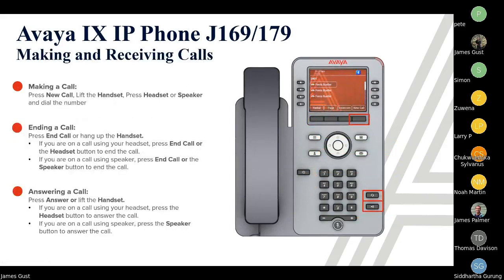To make a call from your Avaya desk phone, you can start by either pressing New Call, you can lift the handset, or you can get a dial tone by pressing the headset or the speaker buttons. Then you can dial the number. To end the call, you can press End Call, you can hang up the handset, or you can press the speaker or headset key if you took the call that way. To answer a call, it's just about the same thing. You can lift up the handset, or you can tap either of the headset or speakerphone keys.